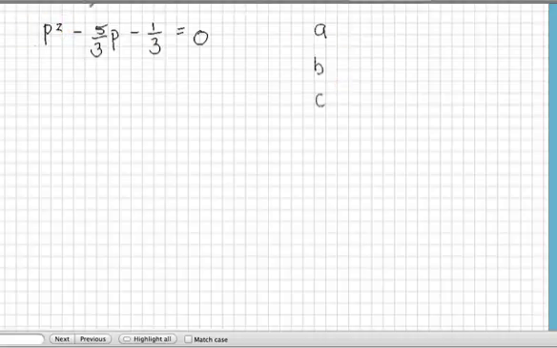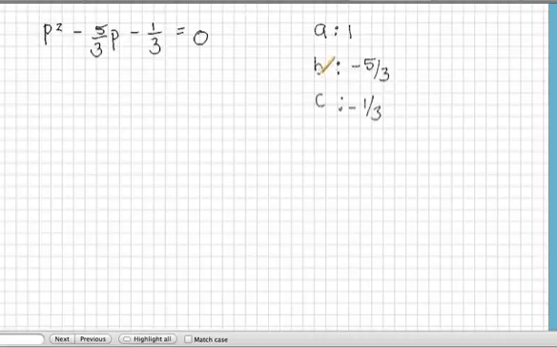So A is the number in front of the squared term. That's equal to 1. B is the number in front of the non-squared term, or the regular P term right here. Negative 5/3. We got to make sure we include that negative. And C is the number with no P at all. And that is negative 1/3.